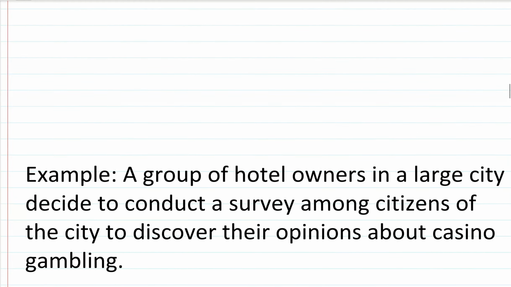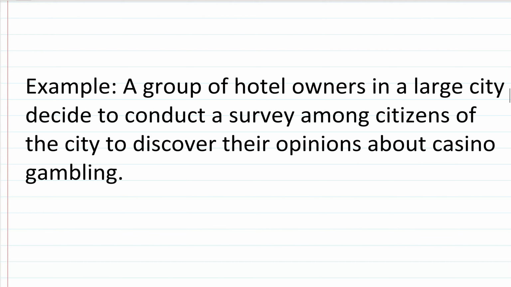Let's look at a quick example. So our example says a group of hotel owners in a large city decide to conduct a survey among citizens of the city to discover their opinions about casino gambling. So let's say we were asked here to describe the population. Take your time and reread through it if you need to. And now understand the population. The population definition, remember, was all the people or objects whose properties are to be described and analyzed by the data collector.